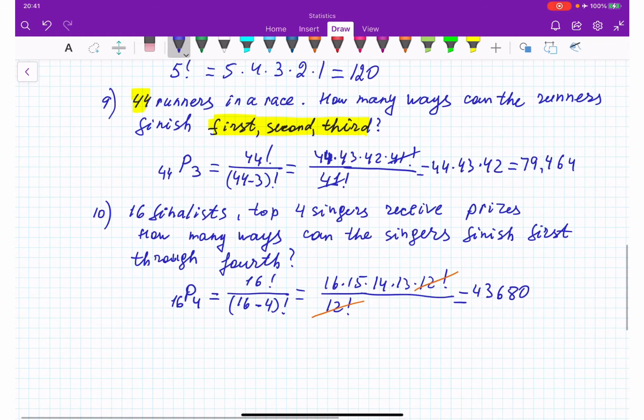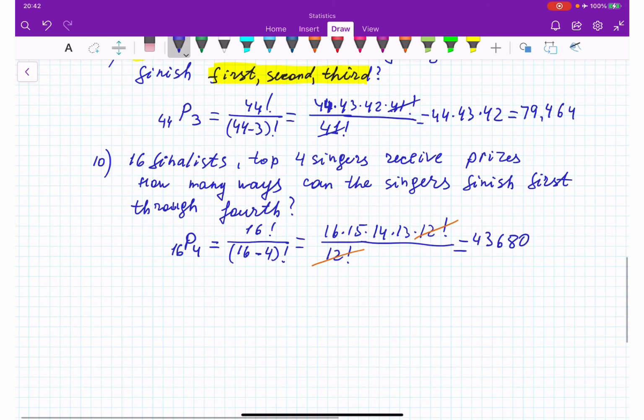All right. Question number 11. A DJ is preparing a playlist of 16 songs. We have 16 songs. How many different ways can the DJ arrange the first 5 songs?